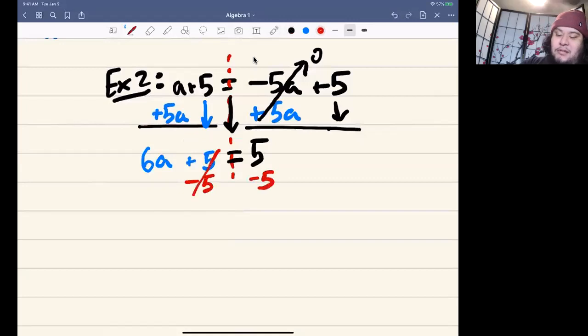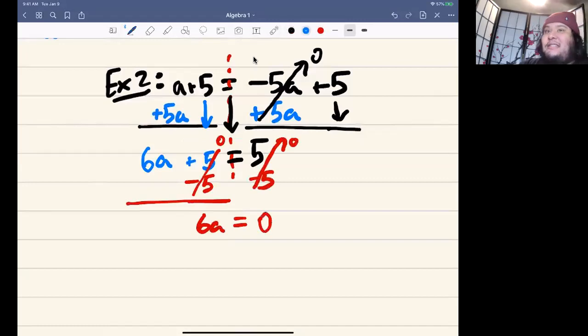This is going to become 0. And we're going to get 6a plus 0, which is 6a. And then 5 minus 5, that's also 0. So we're going to get 6a is equal to 0. Lastly, it's a one-step, right?